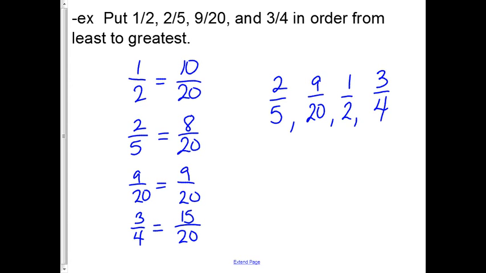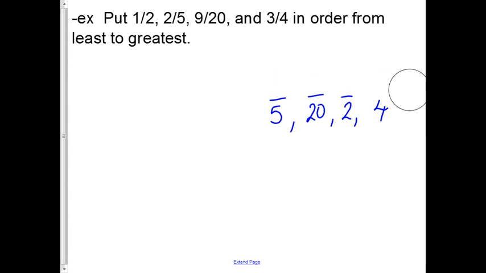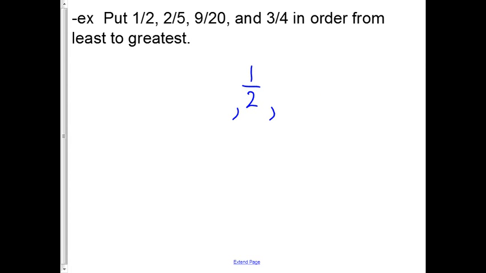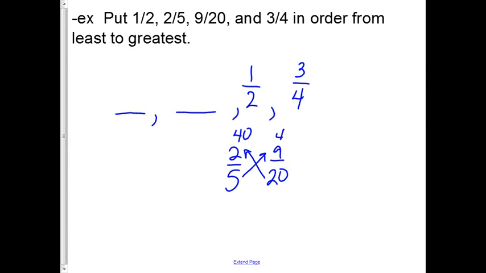Now, just as a side note, what I sometimes do before I start putting them in order is I will look at my 4 fractions, or however many fractions there are, and I will compare them to 1/2. I know that 1/2 is exactly equal to 1/2. I know that 3/4 is greater than 1/2, so it has to come to the right of it. And I know that 2/5 and 9/20 are both less than 1/2. So really all I need to do is compare those two. And then I can put this in order. So sometimes just using my number sense is helpful.